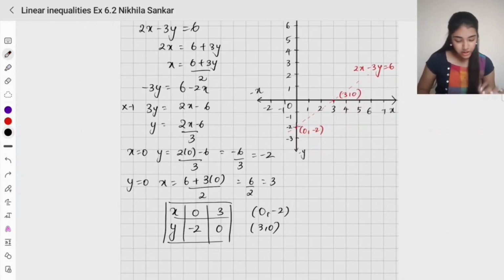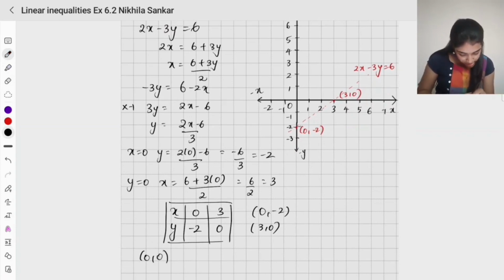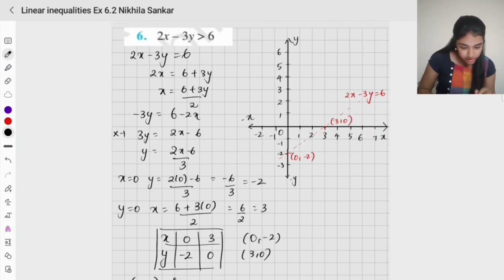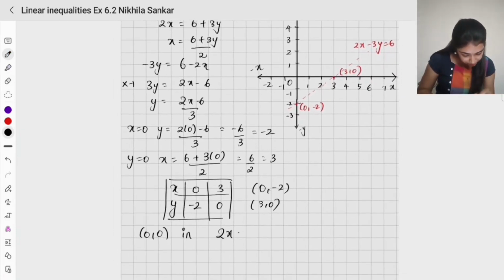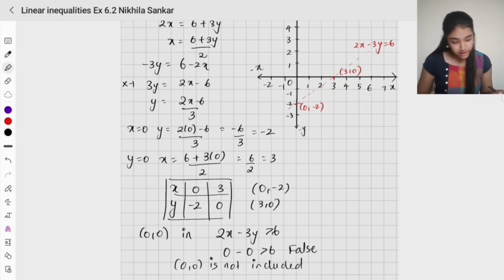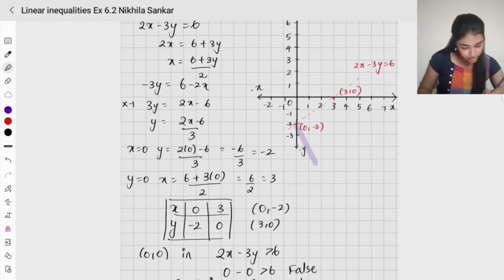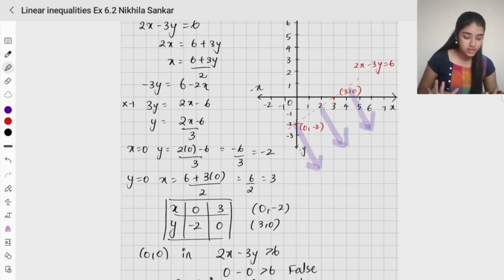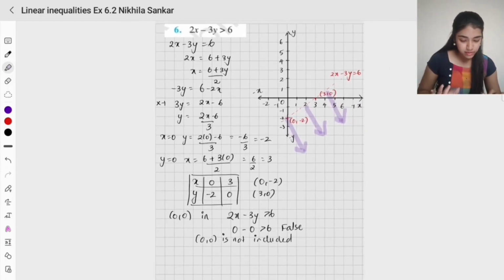Now we have to check whether 0, 0 is included. So in 0, 0, where do you have to substitute? 2x minus 3y greater than 6. Putting 0, 0 minus 0 greater than 6, which is false. So 0, 0 is not included. Okay. So where is the solution? Not at 0, 0. So it is going to be the lower half plane. If 0, 0 had been included, it would be the upper half plane. Okay. Please copy.